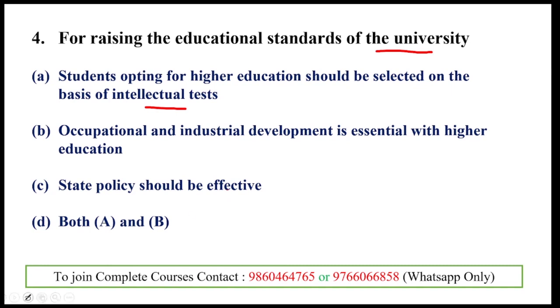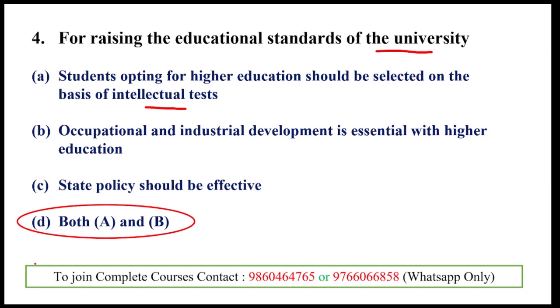And the right answer for this question is both A and B. Students opting for higher education should be selected on the basis of an intellectual test, and that will make the students more competent and also more intellectually developed. And the second one, option B, says that occupational and industrial development should both be given with higher education. Both will make the educational standards rise and make the Indian university efficient and effective.